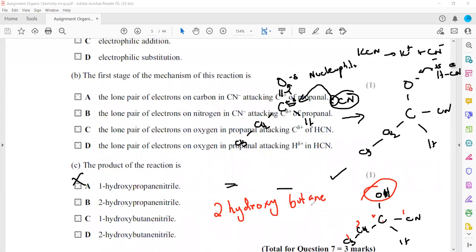Because the functional group is not starting with a vowel, that's why it's butane. And then at the last, we write nitrile. So it is 2-hydroxybutanenitrile. That's the name of the product formed in this reaction. Is it clear, this one?